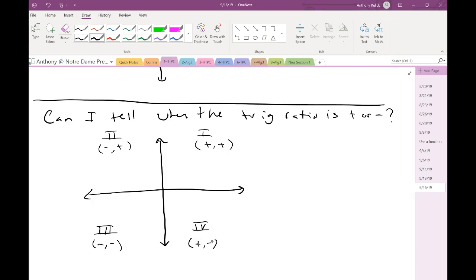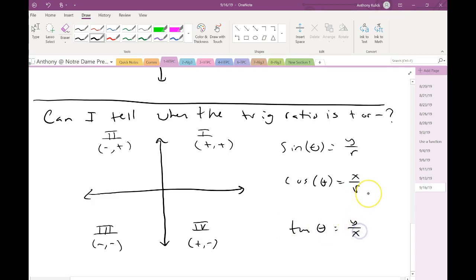So remember that sine is y over r, cosine is x over r, and tangent is y over x. R, we know, is a length still. It's the distance from the origin to our point. R is always positive. The x and y's can be positive or negative depending on where they lie on the xy axis.